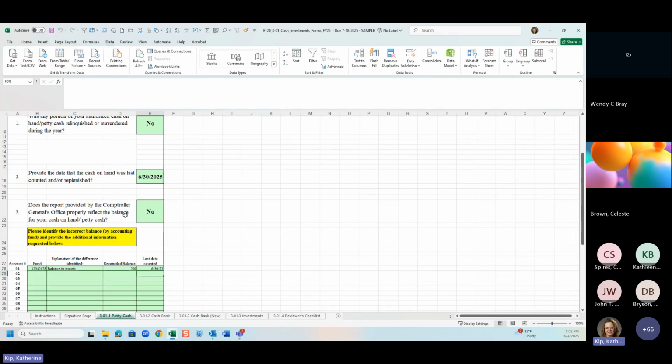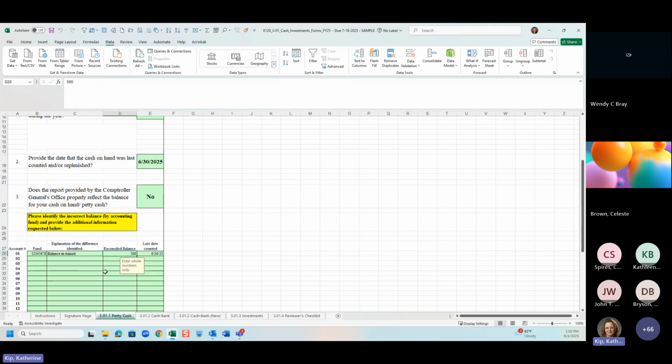So what you would do is you'd say, no, the report provided by the Comptroller General's office does not properly reflect my petty cash because the report says 0, but in fact we have $500. So you would go through and mark down all your different petty cash accounts. You would explain the difference, and you would give me what the reconciled balance is. Not necessarily what the bank balance is, but what the reconciled balance is. So it would be $500.